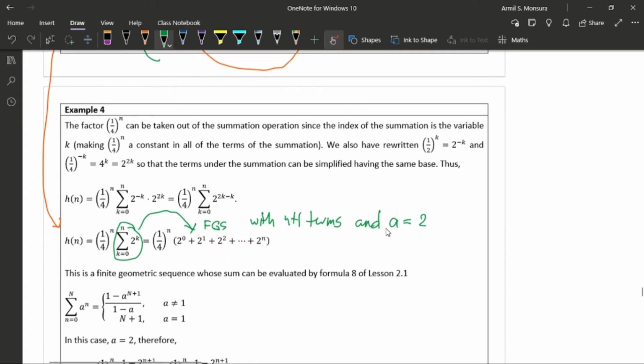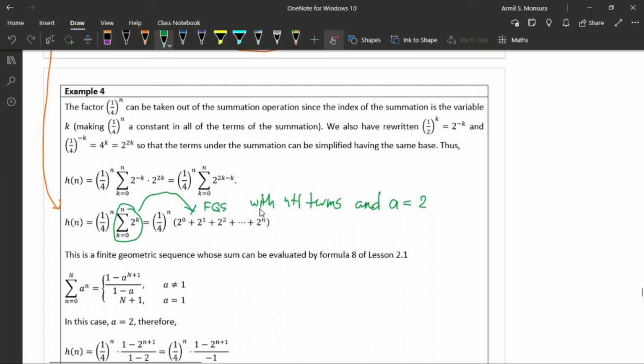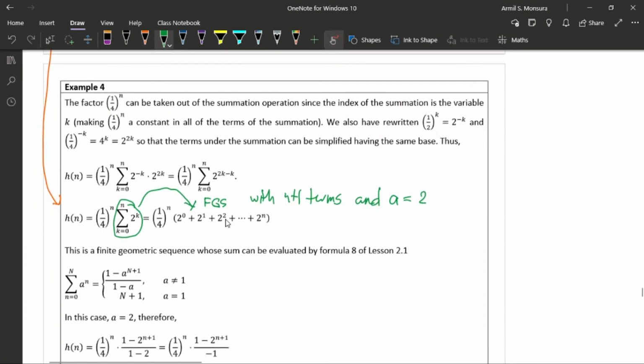Okay? So now we recall that the sum, okay, of this finite geometric series having n plus 1 terms and common ratio of 2, okay, to be this expression. Okay?